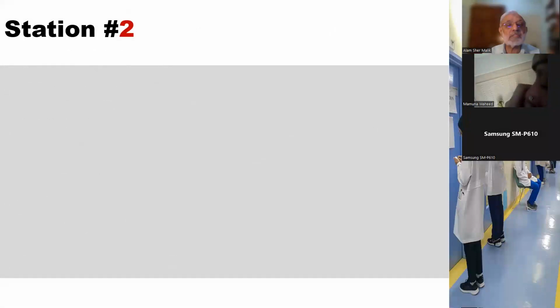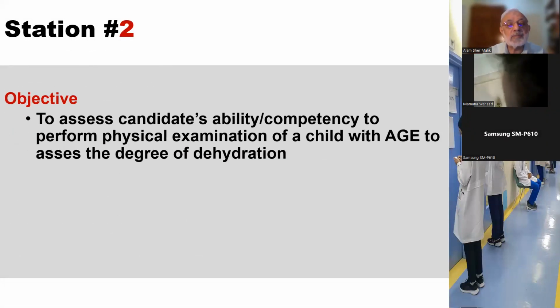Now going to the second station, the objective for the second station is to assess a candidate's ability or competency to perform physical examination of a child with acute gastroenteritis to assess the degree of dehydration.